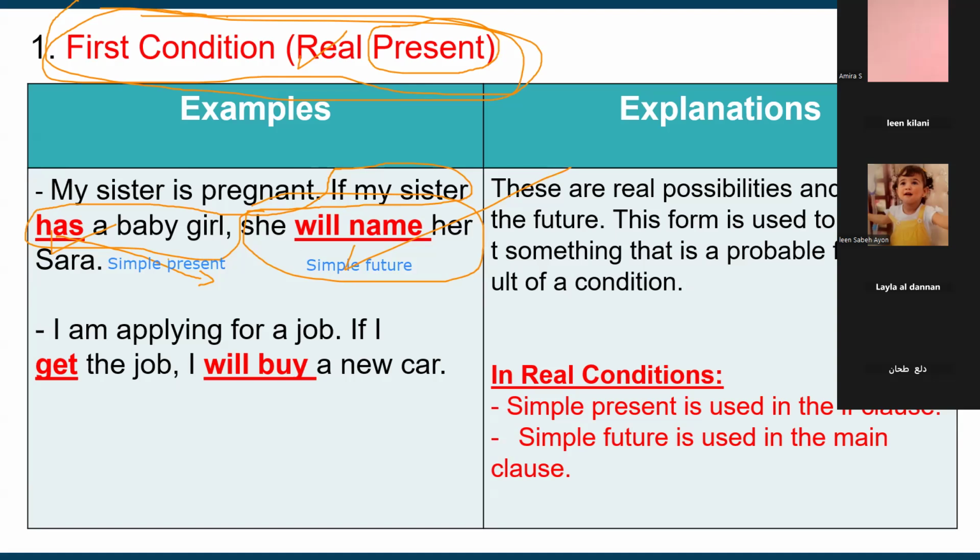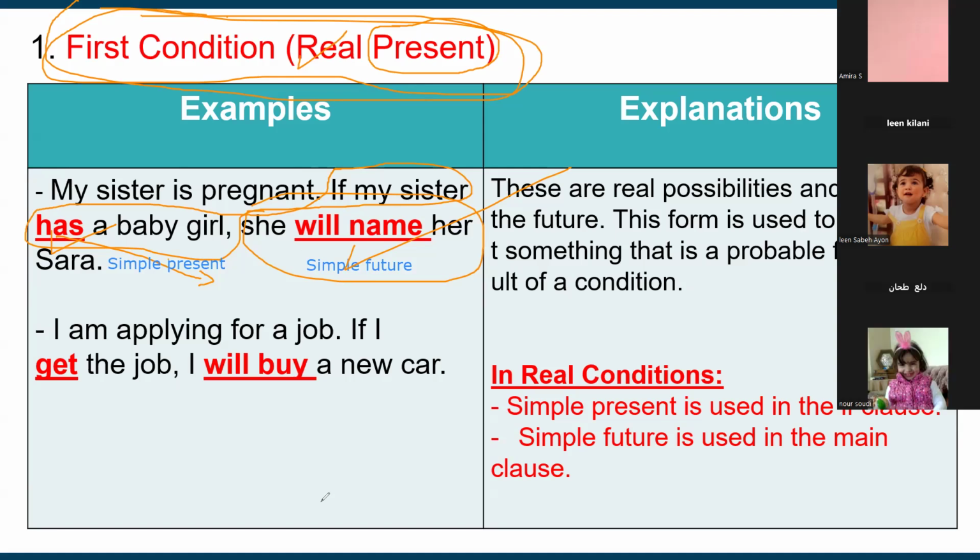Maria Hamoud, where are you? Maria Hamoud, unmute your mic. I want to hear your voice. Maria, what's wrong with you? Why can't you unmute your mic? Come on, Noor.